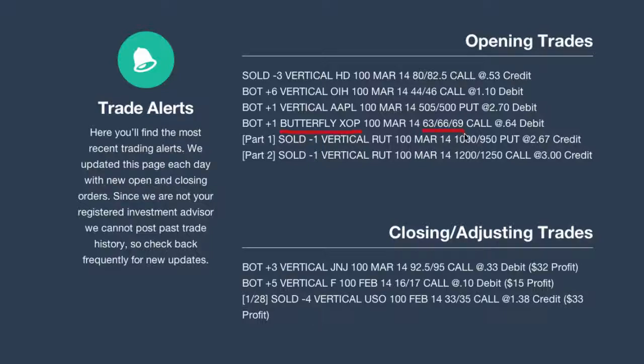And so by doing that, we actually end up with a debit of $64 that we paid out. But here's the thing. We want this stock to trade and focus right around the mid price of 66. Now we have a little bit of leeway on each side. So we can go down to about 64 and we can go up to about 68 as far as price. So that's really our range, about 64 to 68, focused really hard and centered on 66. That's where we want XOP to trade and close by March expiration.